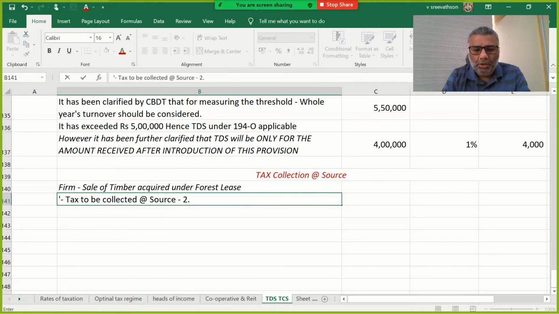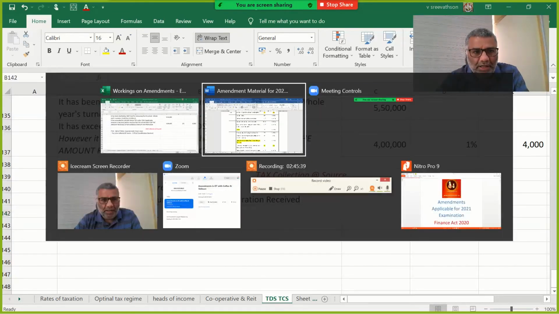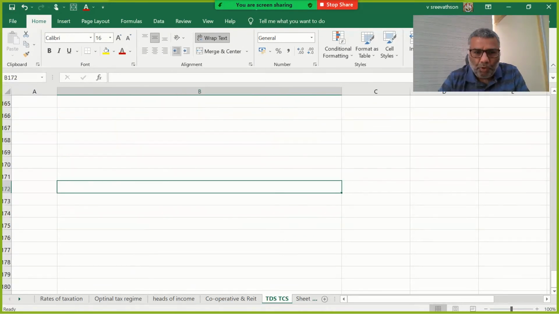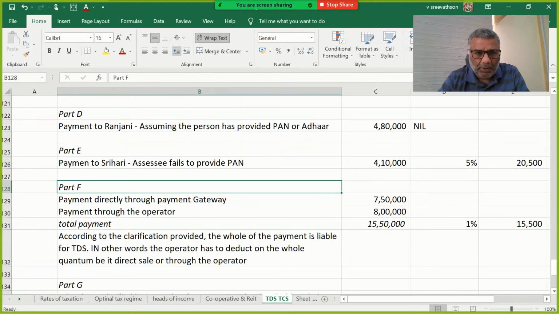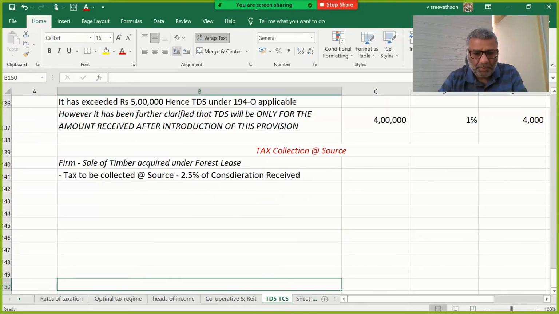Okay, 2.5% of consideration received. Whenever you are receiving, collect it along with 2.5%. So that is the collection at source.